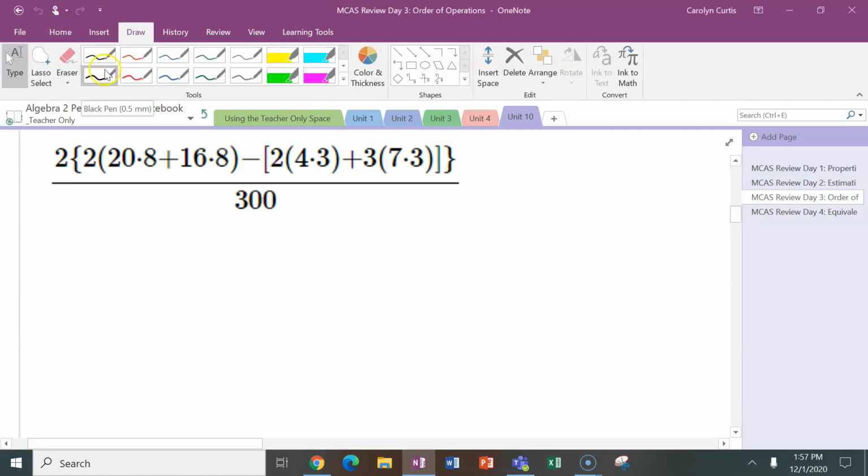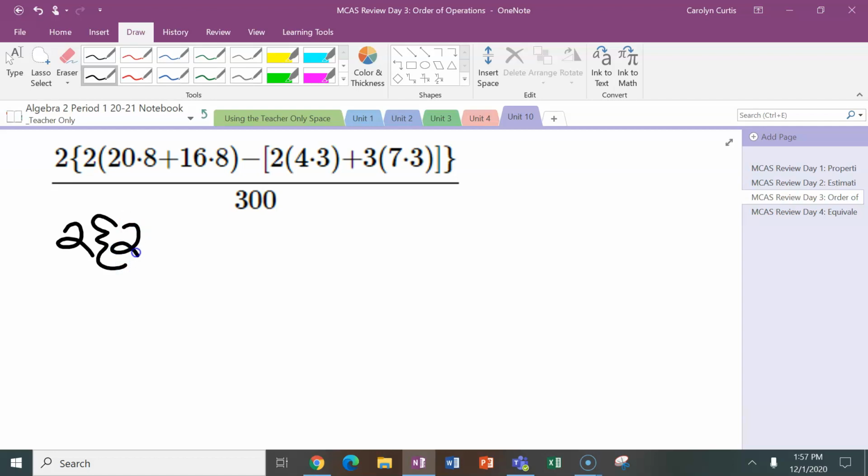So when you're doing order of operations, you really want to make sure that you write everything out each time until you've dealt with it so you don't miss anything. So I have 2 times 2 times 20 times 8 plus 16 times 8.